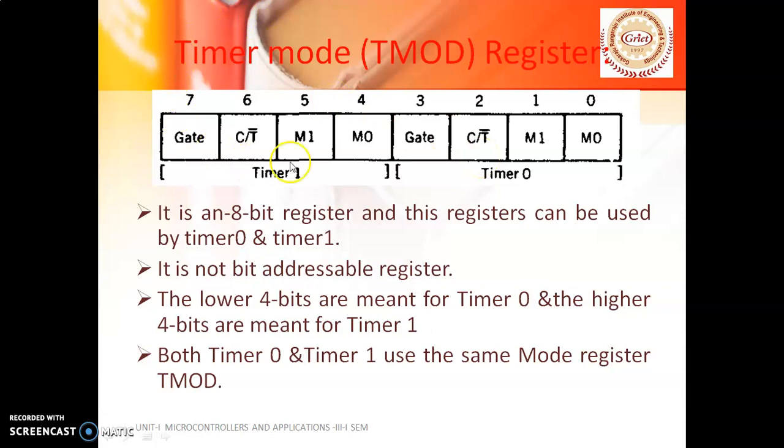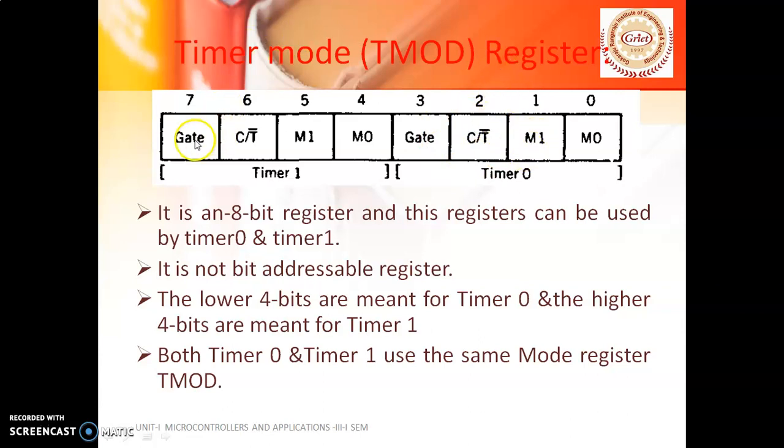Now if you are programming these 4 bits, that is 7, 6, 5, 4, the higher nibble bits of the TMOD register, that will affect timer 1. If you are programming the lowest 4 bits, that is 3, 2, 1, 0, the lower nibble of the TMOD register, then that will affect timer 0.